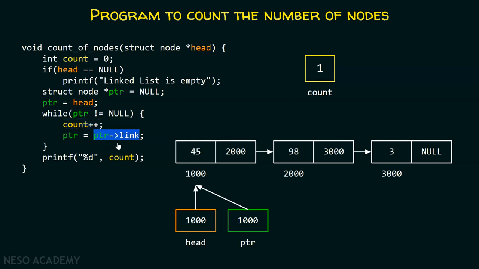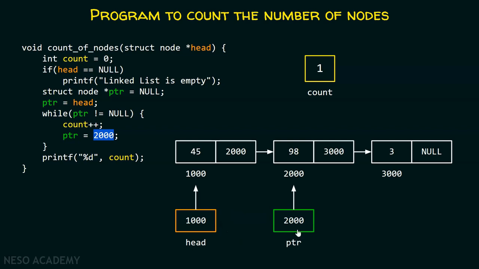After that, with the help of PTR, I am accessing the link part of this node, which means that this can be replaced by 2000 and eventually PTR will contain this address 2000. This means that now PTR has been assigned this address 2000, which eventually says that this PTR will now point to the second node of the list because it contained the address 2000.